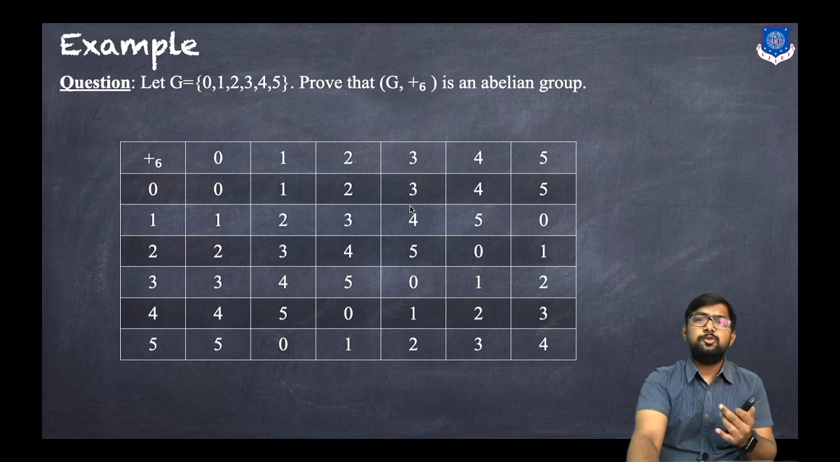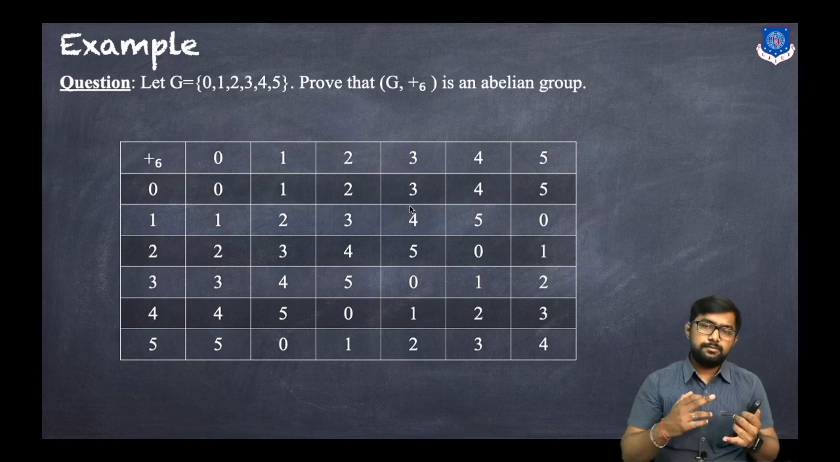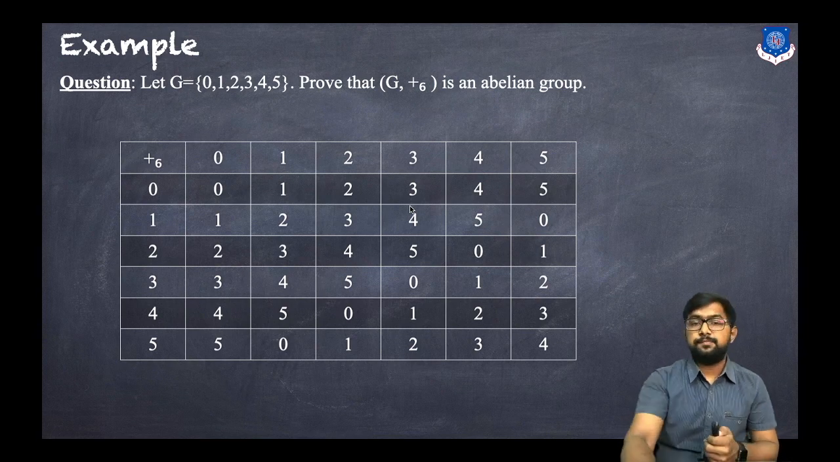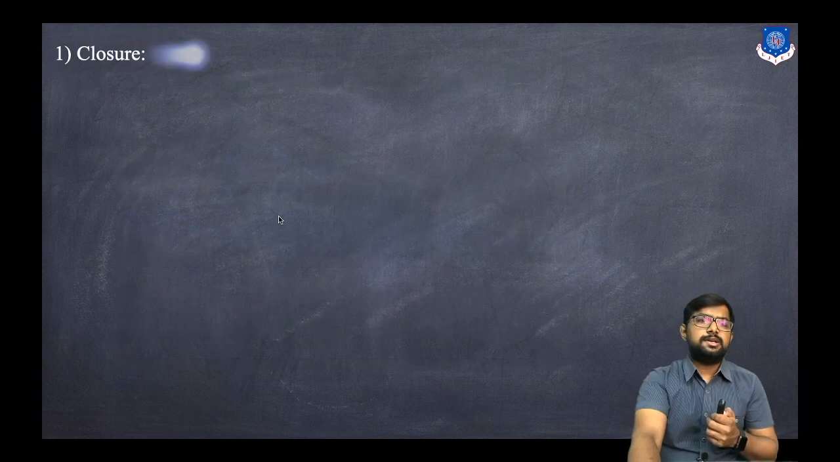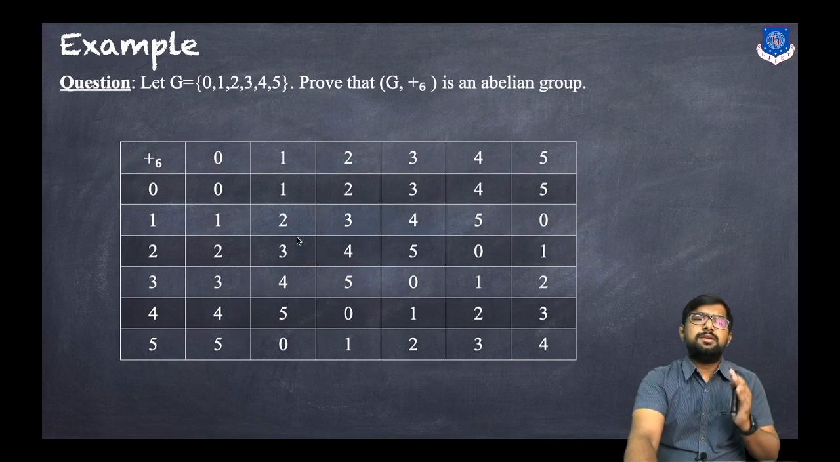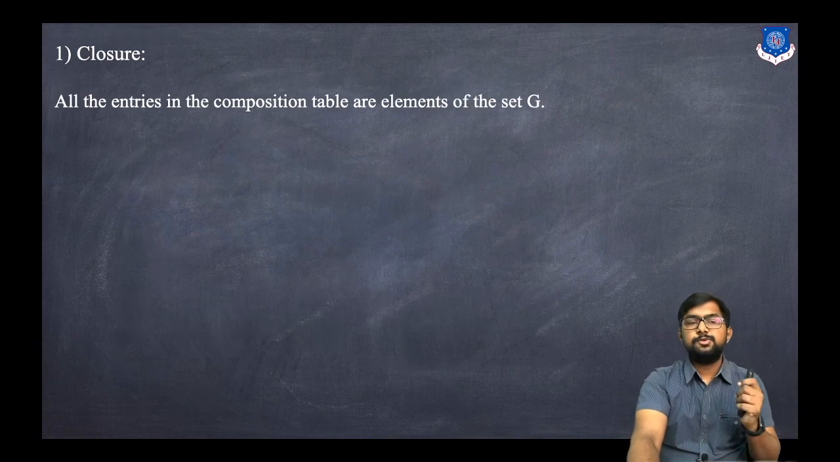So for an abelian group, we all know what the properties are. That is the closure property, associative property, existence of identity, existence of inverse, and commutativity. Okay, so first let us discuss the closure property. As you can see in the table, each and every element belongs to the given set G. So it is an abelian group. It is very obvious. All the entries in the composition table are elements of the set G.